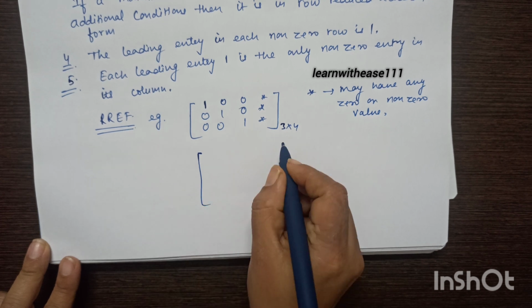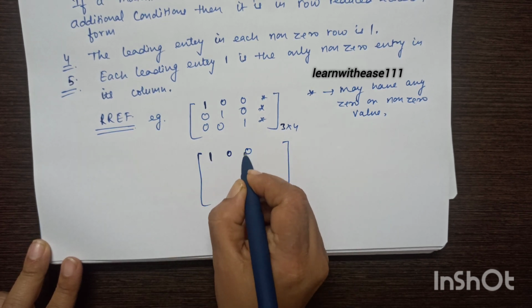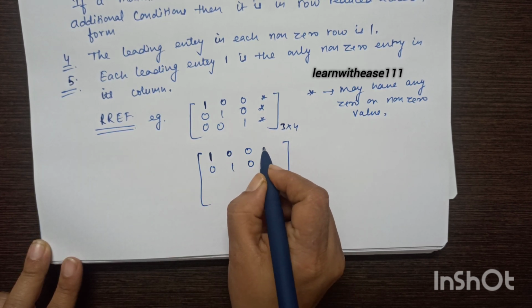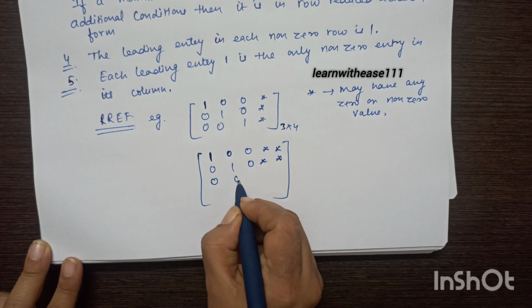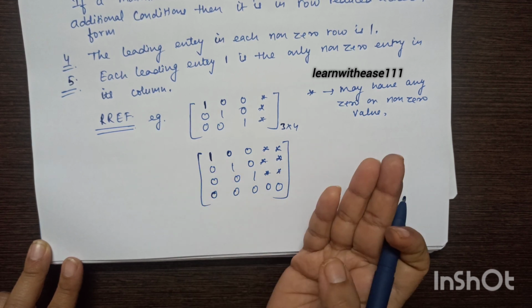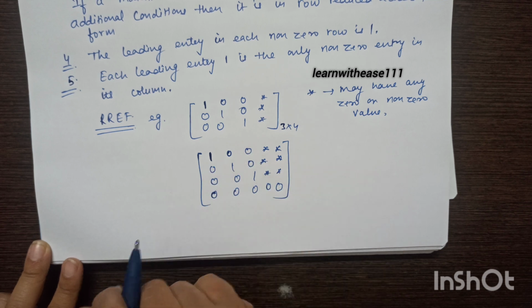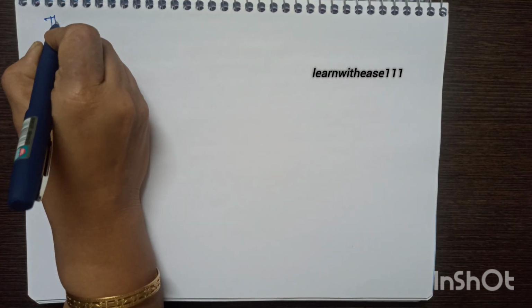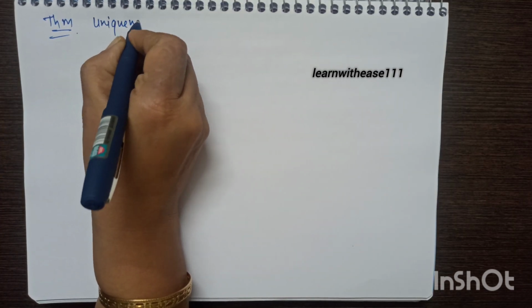These are examples of row reduced Echelon form. Any zero row, if it exists, will be at the last. Leading entries of the next row will be to the right of the row above, and elements above and below the leading entry should be 0. So next is the theorem.